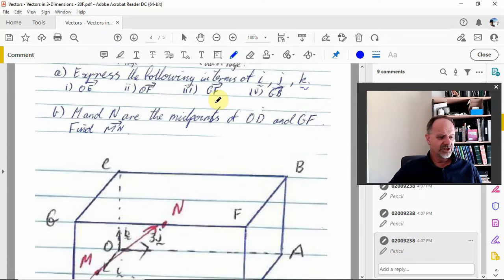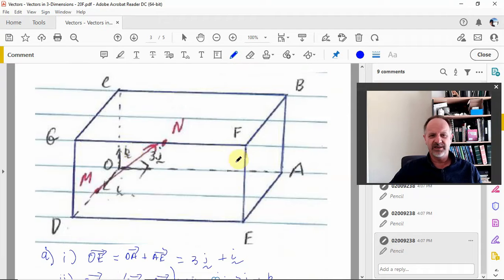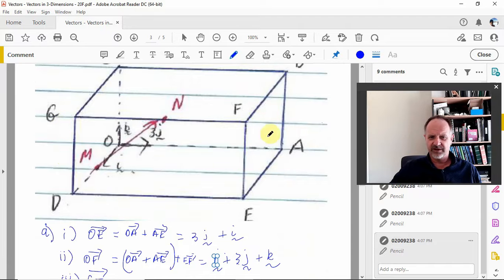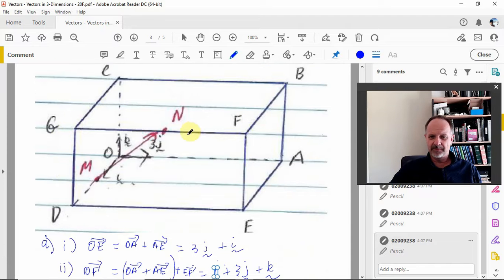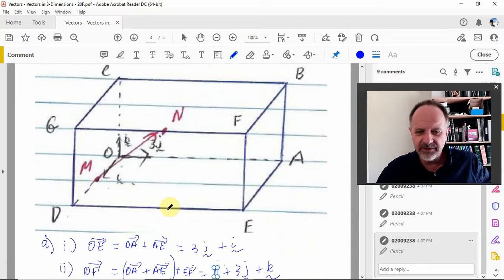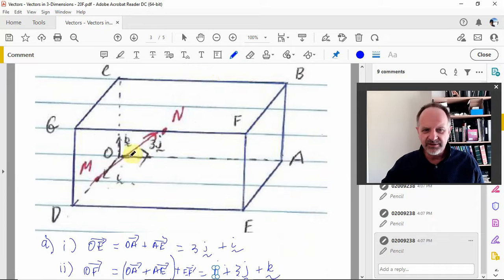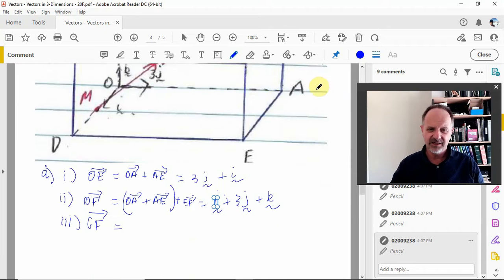Next one, G to F. All right, so now we're just going from here to here. From G to F. Now what we need to do is we need to have a look. Well, it's just straight across there. So what edge is that parallel to? Well, it's parallel to this one here, and this one here, because again, it's a cuboid. One we're interested in is O to A, so because it's parallel, points in the same direction, same length as O to A, then it's the same as vector O to A, which is 3J.